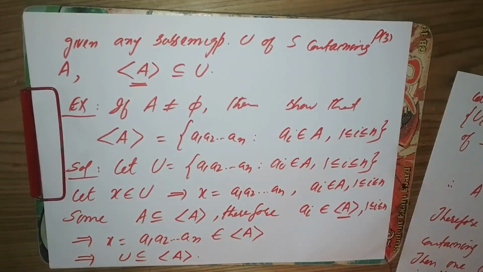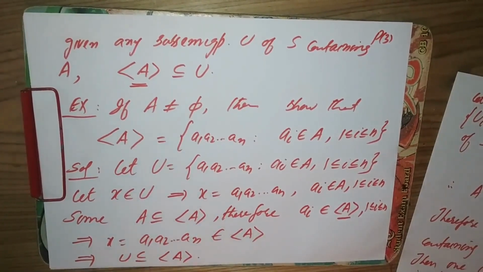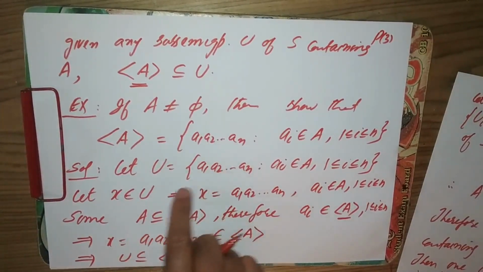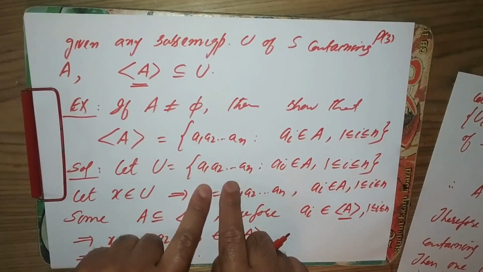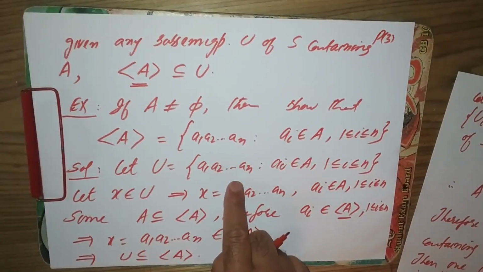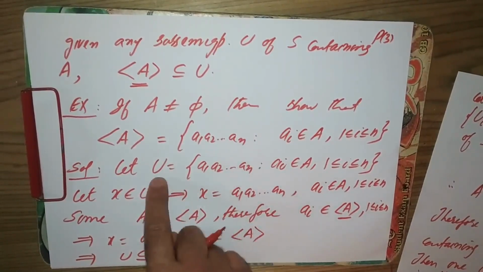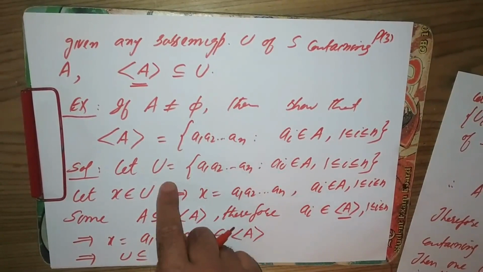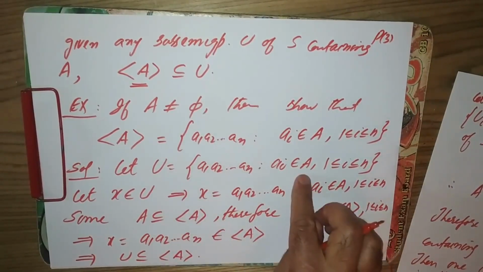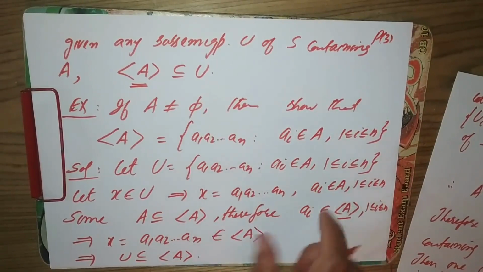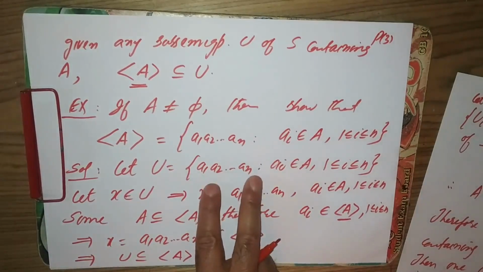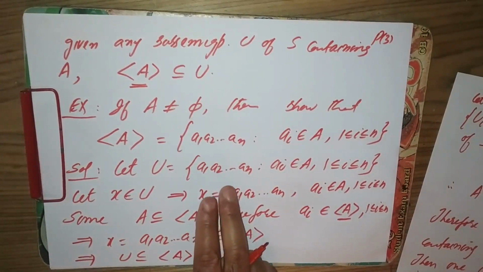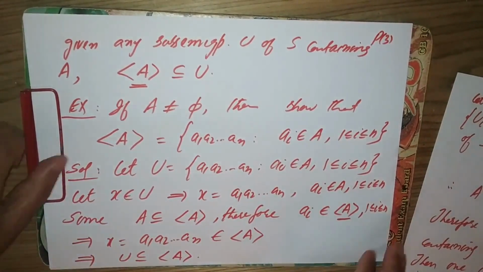To prove this, we show that U is a subsemigroup of S containing A. U is a subsemigroup. That's trivial because it's the set of finite products. You can easily verify it. This is easy. It's very simple. If you take any two elements from U, both elements are finite products of elements of S, say A1, A2, up to AN and B1, B2, up to BN, then their product is again a finite product of elements of S. So that means this is a subsemigroup. We show that this subsemigroup contains A.